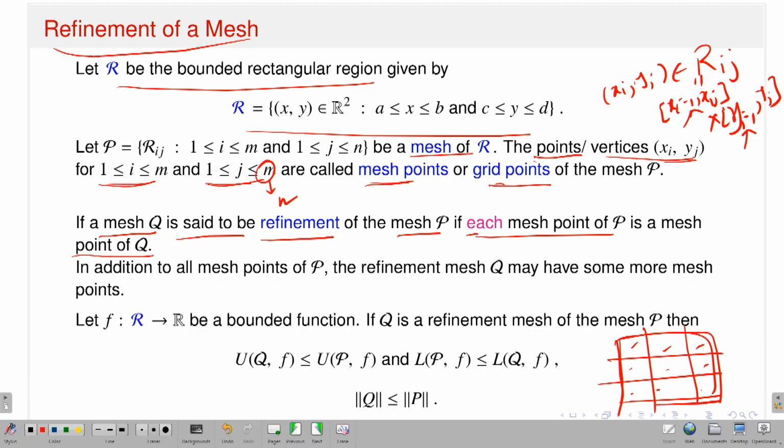Now what is the refinement? I want a further partition of my cell Rij. Suppose this is my cell Rij of the first partition. Then I want a finer partition of my rectangular region. How to do that? Look at this cell Rij, and take a partition there itself. That means you take a finer partition there also. Consider this, and do it for all cells Rij. So that means this.